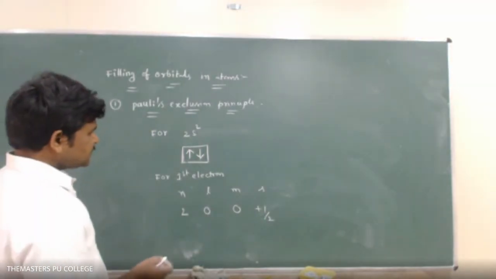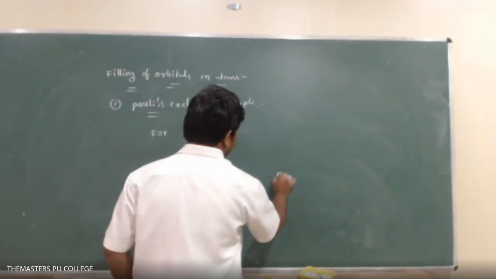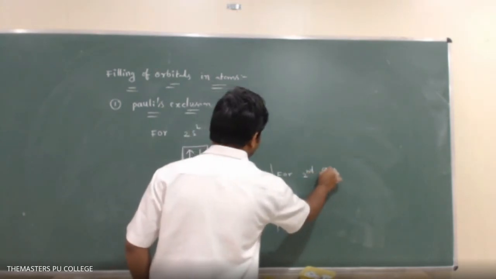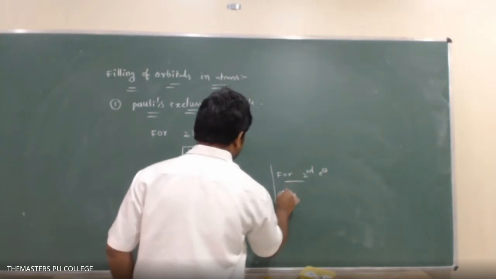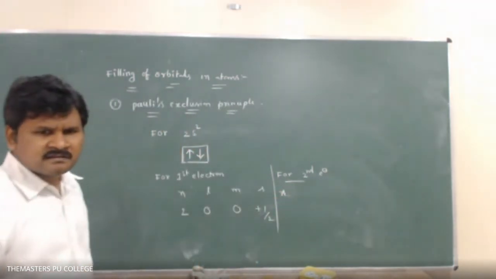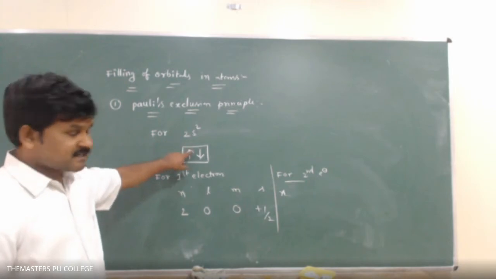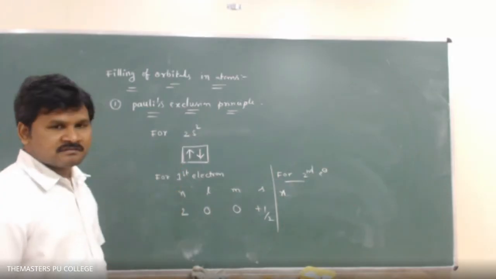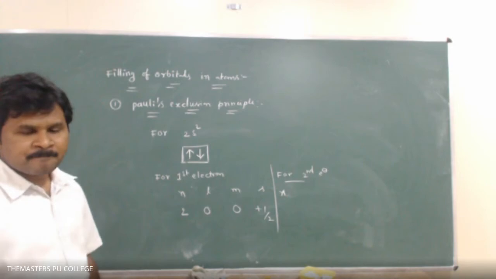Next, similarly, for the second electron. Sir, I didn't get why you wrote 1/2 for s and 0 for m and l. Where is this electron present? This electron is present in which orbital? Second shell, 2s orbital. So the n value is 2. n indicates the shell number.